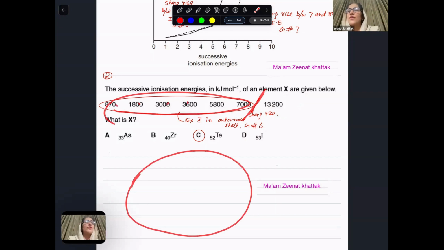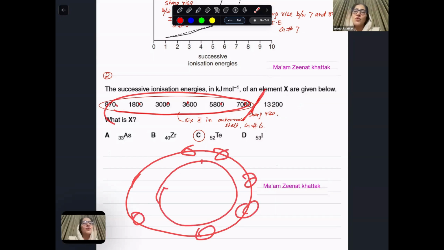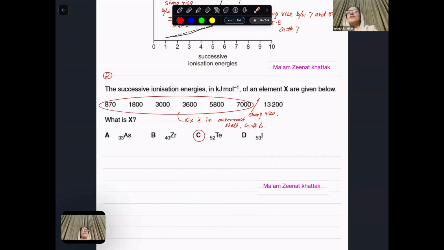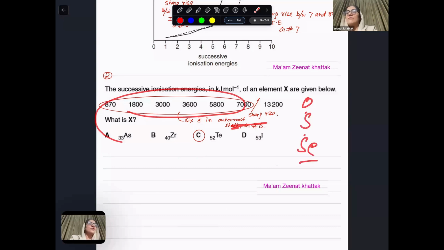1, 2, 3, 4, 5, 6. The 7th electron was in the next shell, closer to the nucleus. Therefore, since it is in group 6, I know in group 6 there are oxygen, sulfur, selenium, tellurium. Which element? Tellurium.